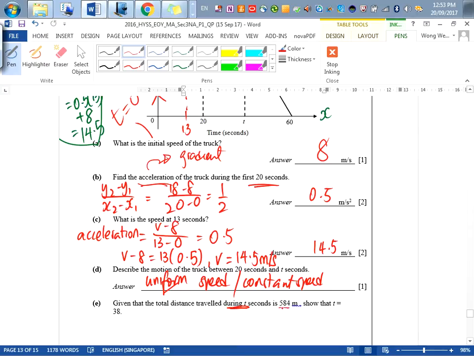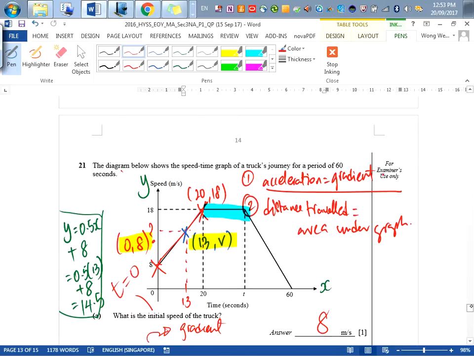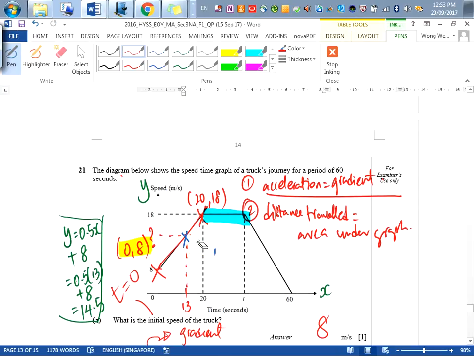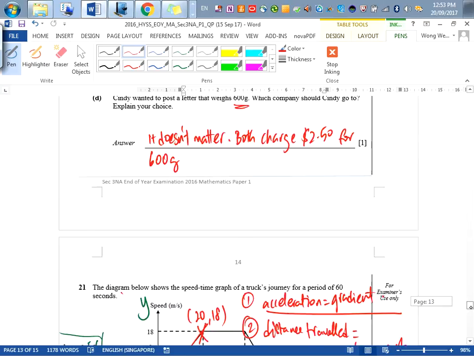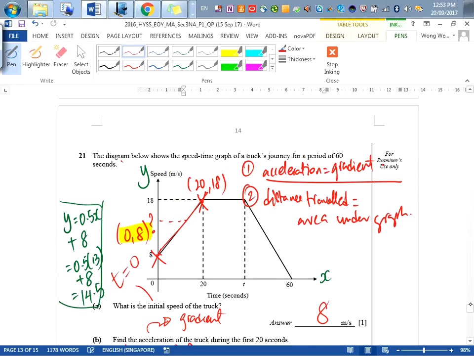Okay? Then, given that the total distance traveled during t seconds, that means from 0 until t, the distance traveled is 584 meters. Then show that t is 38. What does this mean? When t is equals to 38, we are supposed to have the area under the graph as 584, right? In other words, they are telling you that this area is 584. That's what they are telling you.